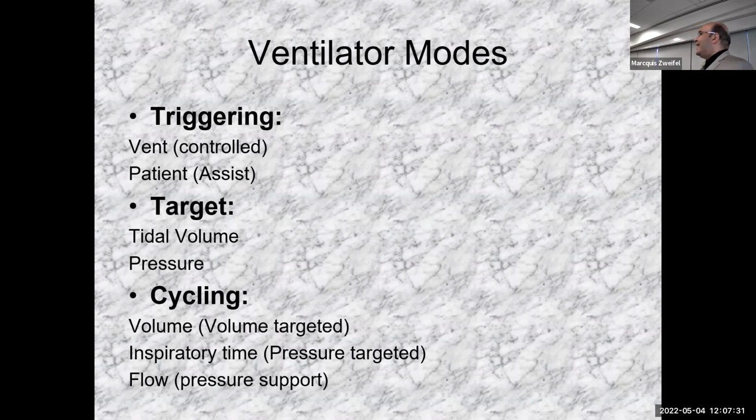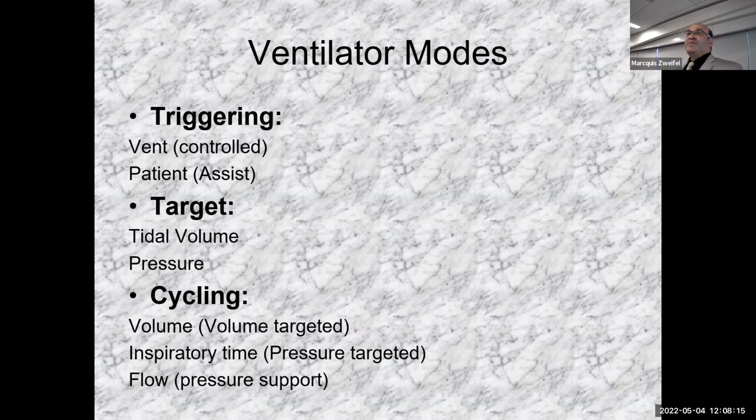Cycling, by cycling, we mean what ends the inspiration. In volume targeted, after you get the tidal volume you are setting, inspiration will end and expiration will start. But in pressure targeted, you don't have a specific thing to end the inspiration, so you have to set an inspiratory time, how many seconds or part of a second after which the inspiration will end. In pressure support mode, you have flow, so when the expiratory flow decreases to a certain percentage, the inspiration will end. Usually when you reach 25% of your maximum expiratory flow, the inspiration will end and expiration will start.